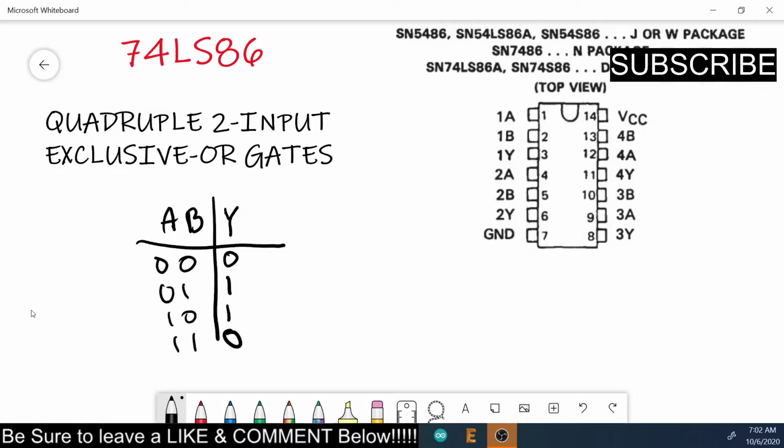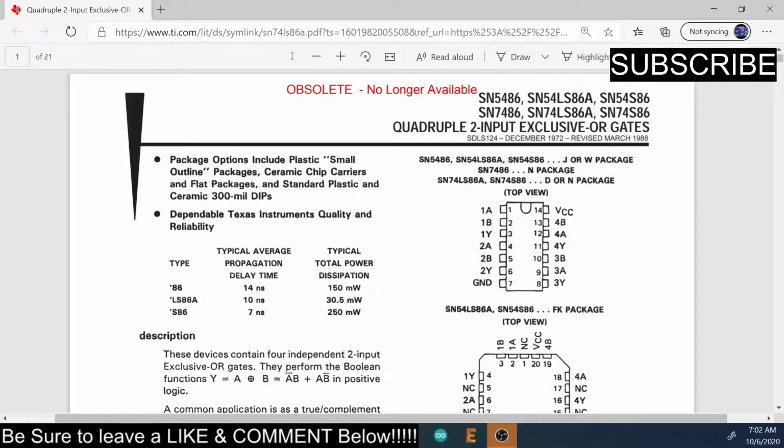So let's take a quick peruse of the datasheet for the gate, and at the very top we see obsolete, no longer available. And it is. These were a pain in the butt to find, but they do have their uses. There are ways to get around using exclusive OR gates with a few other gates, or they don't come up that often.